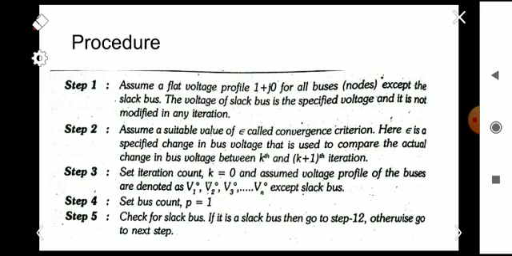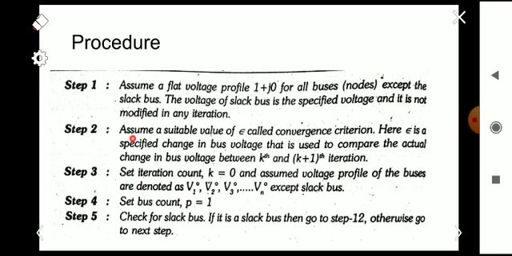If a question asks to write the procedure for the load flow equations, we have to write these steps only. I have mentioned all the other cases before, all these cases for understanding the base of the Gauss-Seidel method and the equations we are using. Actually, you have to learn these steps. So the first step, as I have already said, is to assume a flat voltage profile of 1 plus j0 for all buses except the slack bus.